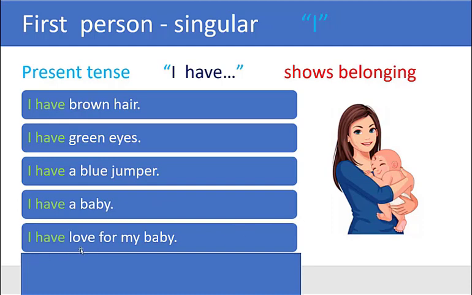But here we have love. Now, you can't touch love, but you can feel it. So you would still say you have love. If you feel it or you can touch it, then you would say that you have it. So in this case, it says, I have love for my baby. So she has love that she can now give to the baby. So it's something she has that she can give away. Okay, so here we can see that I have is used in the present tense, singular, first person form.